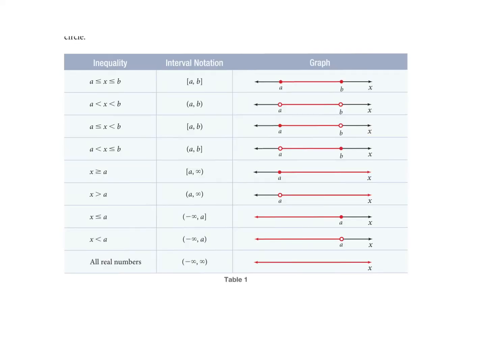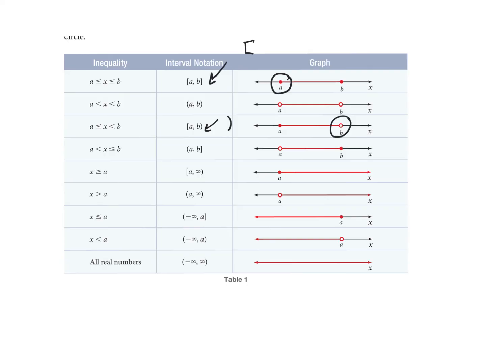This is table 1 from your textbook, and you can see how it runs down through these possible things that you have. Please take close notice of whether it's a bracket or a parentheses. You can see a bracket includes the dot, and a parentheses does not include the dot. So that's a really important thing to keep in mind.